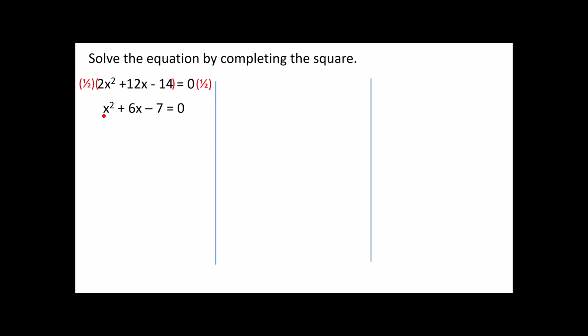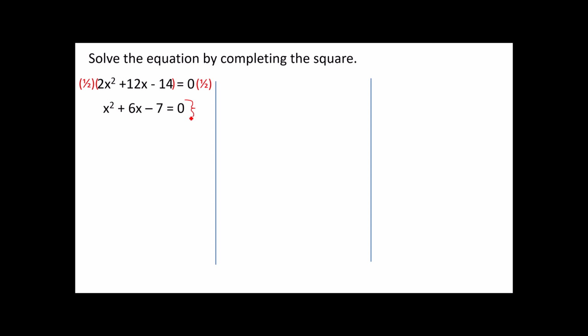Half of 2 becomes 1. Half of 12 becomes 6. Half of 14 becomes 7. Half of 0 stays 0. And now this looks just like all the other examples. At this point, I would pause the video, try and finish this on your own, and then you can skim ahead and see if your answer matches mine.